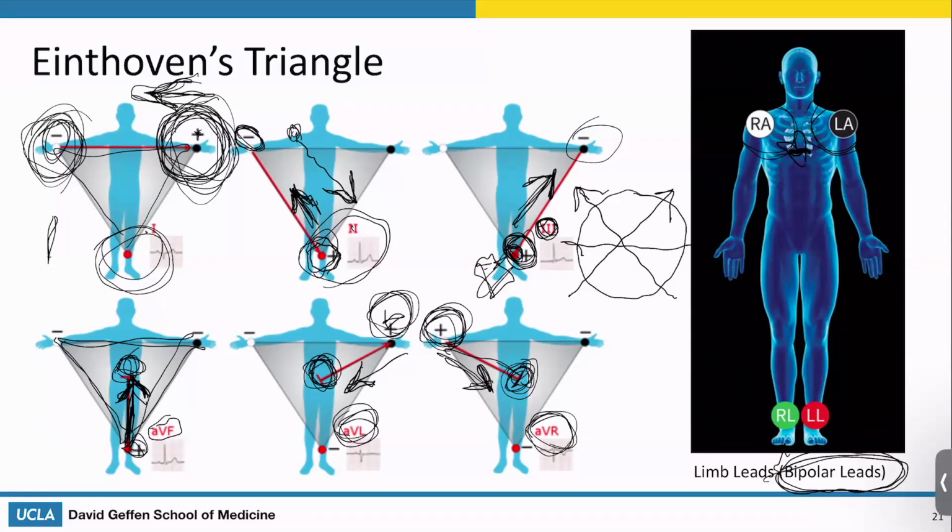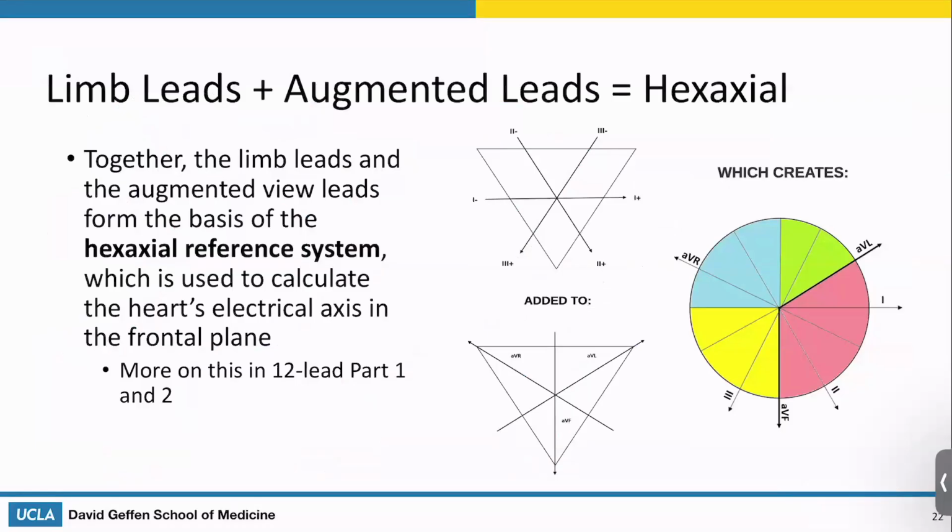Lead 1 is going to look this way. Lead AVF is going to look up that way. Lead AVR is going to look down that way. Okay, and AVL is going to look down that way. We get quite a bit of different views of what's going on here. And this is actually going to create the hexaxial system that you can see here.